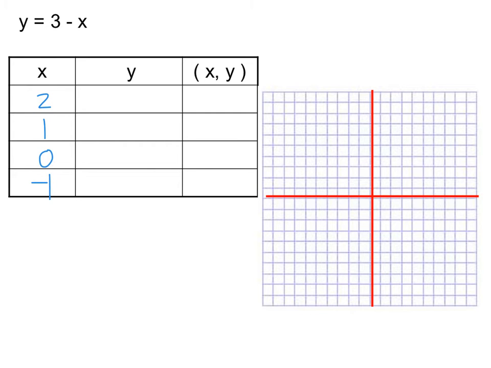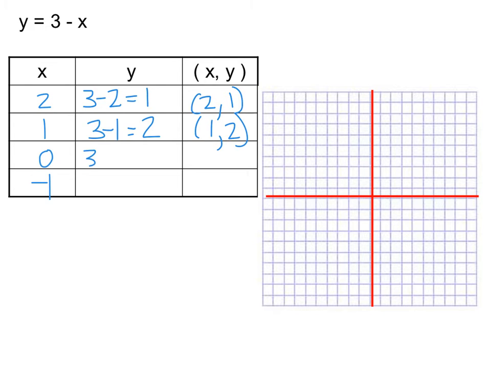Now I need to calculate the y's. So I'm going to replace my x with whatever value it was that I picked, and then I'll do the math out. So the first one, I have 3 minus 2, which is equal to 1. So the ordered pair would be 2, 1. The next one, I replace x with 1, so I have 3 minus 1 is 2. So the ordered pair is 1, comma 2.